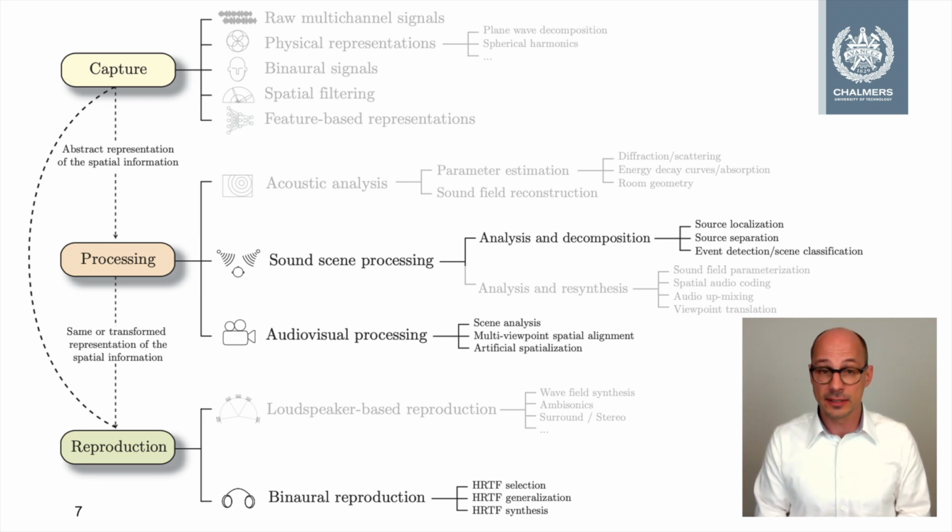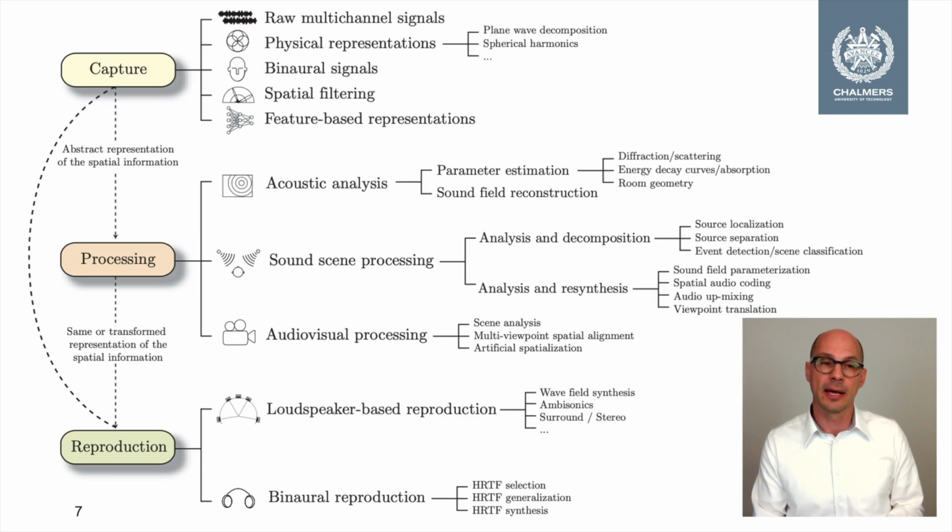So machine learning has been very successful here. There are, though, many spatial audio tasks for which machine learning based methods are either not available at all, or they are lagging behind in their performance compared to conventional signal processing methods. So why is it such?